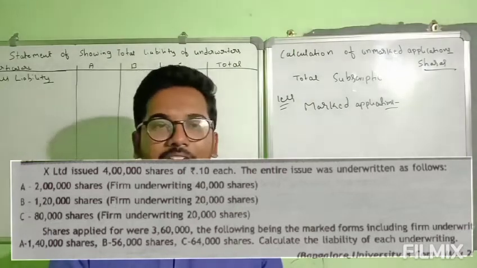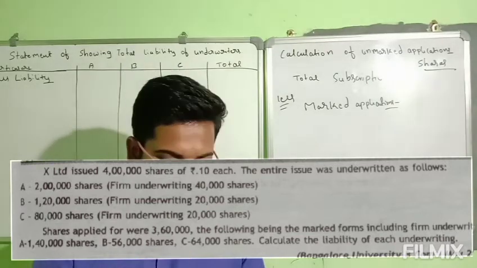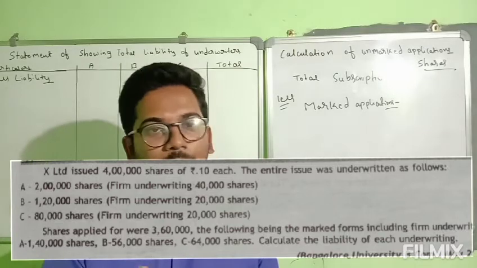What are the shares allotted to the underwriters that we considered as gross liability? By looking at the amounts, we come to know whether it is complete underwriting or partial underwriting.